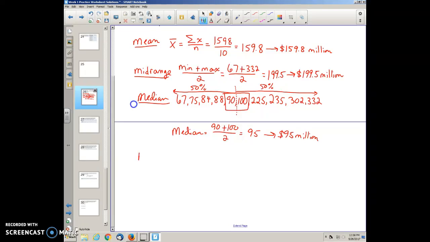The mode is the data value that occurs the most often. In this case, no data value is repeated, so there is no mode.